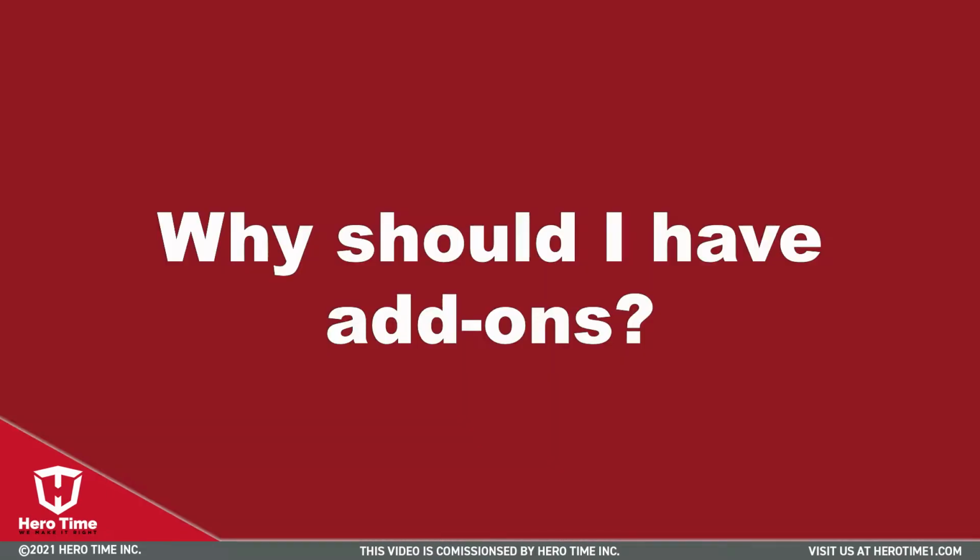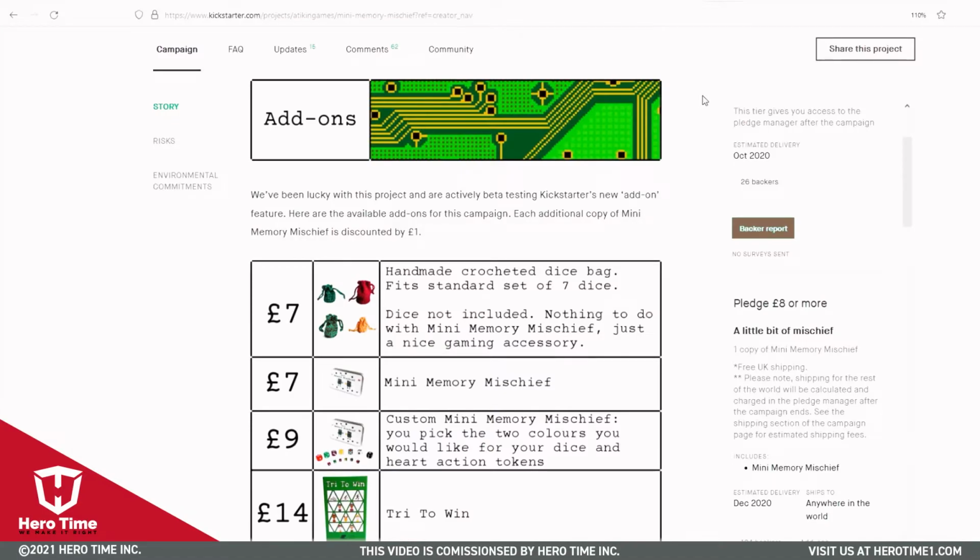Why should I have add-ons? As with most of the nice little extra features like this that you see, you in no way have to use them, but they are quick to set up and they can help you reach your funding goal more quickly. If you set up some of the items from your reward tiers as add-on items, then backers can choose any combination of items they want.